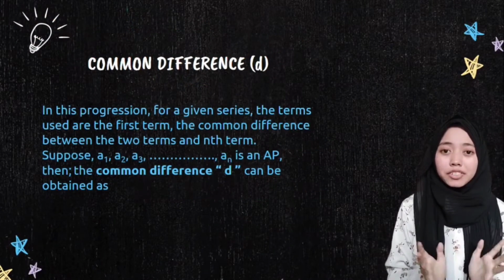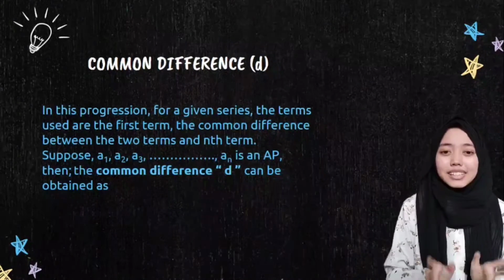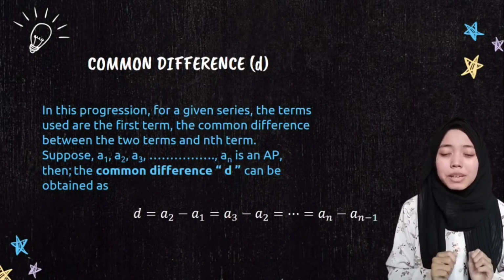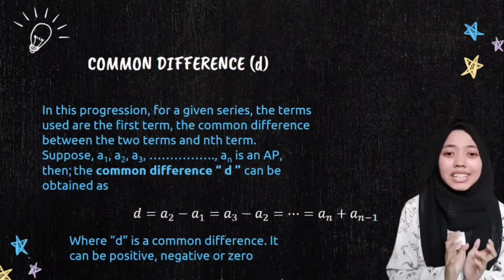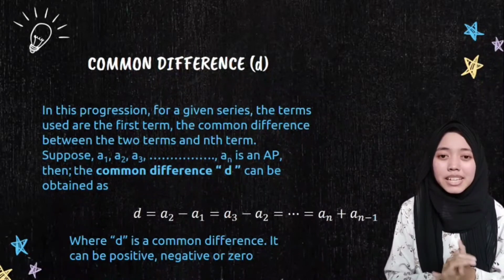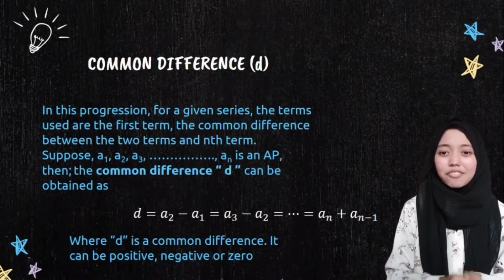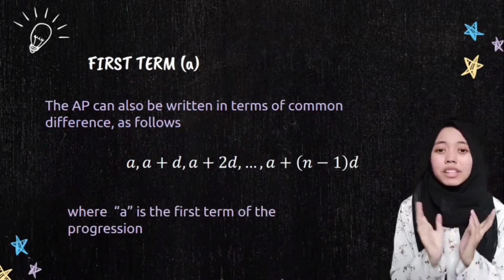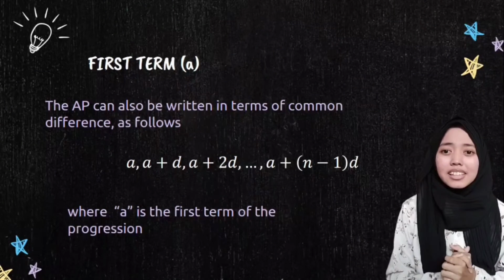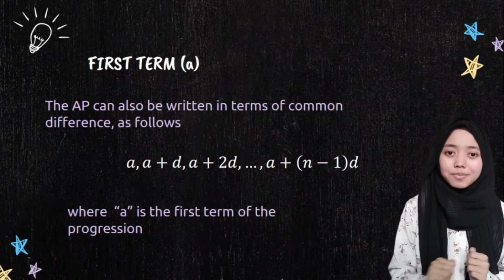The first one is about common difference, or t. If the progression is a1, a2, a3 until an, then t is a2 minus a1 equals a3 minus a2. So the formula for t is an minus an minus 1, where t is the common difference. It can be positive or negative. We mentioned a before. What is a? a is the first term of the progression. So a equals a1.